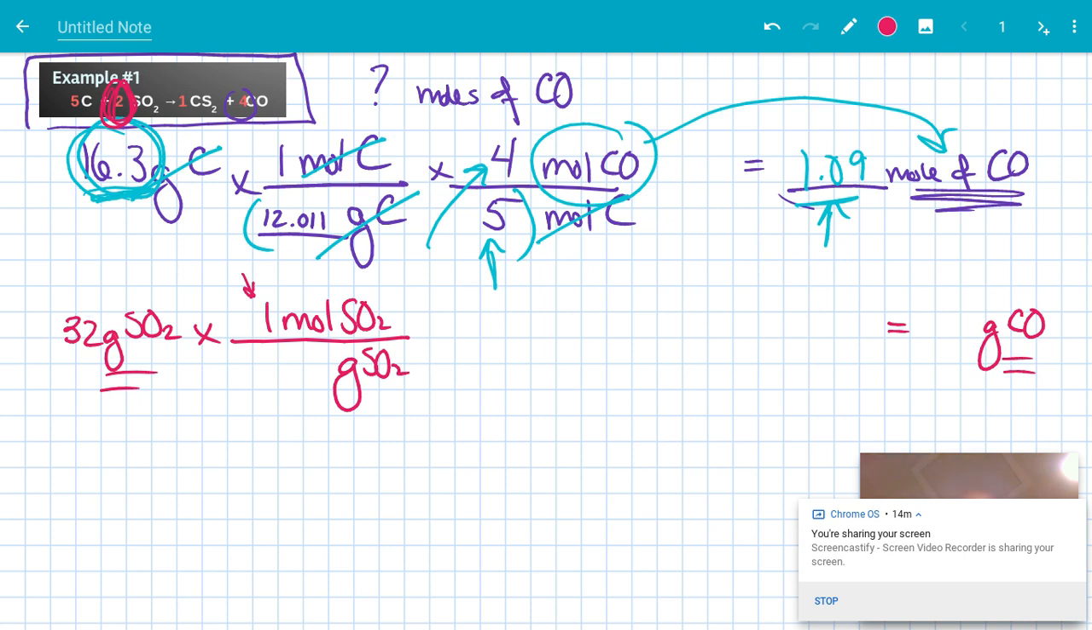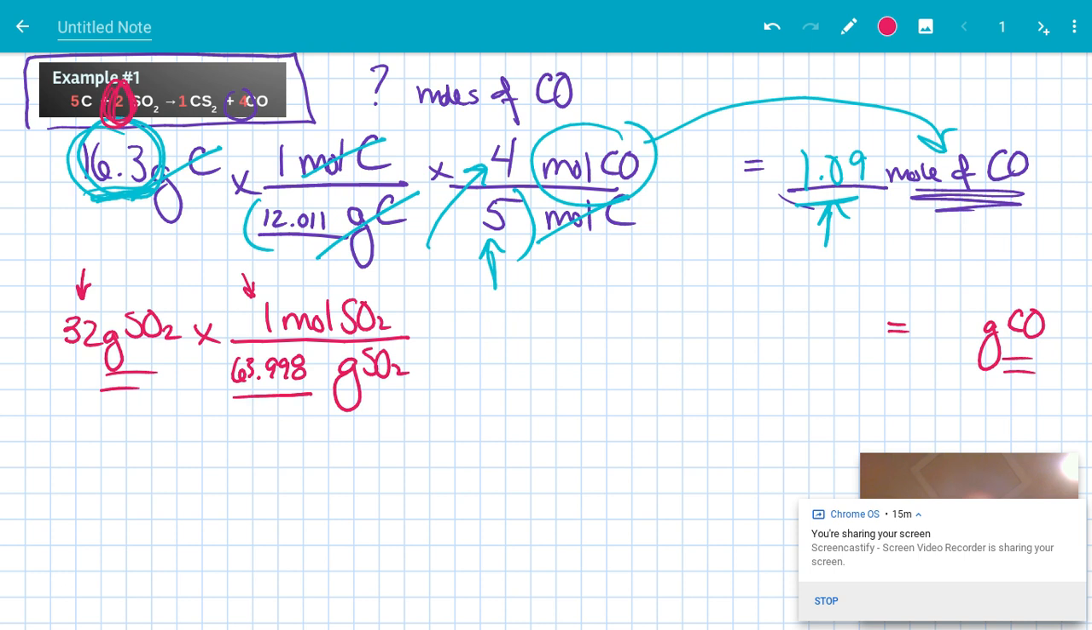I think S is 32 something, plus 2 oxygens. I don't know if this is accurate. I'm doing this off the top of my head since I don't have my periodic table with me, but let's just say 63.998. Now, sig figs: there are only 2 sig figs here.